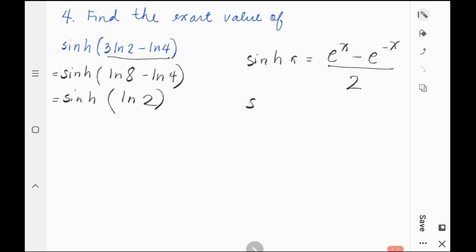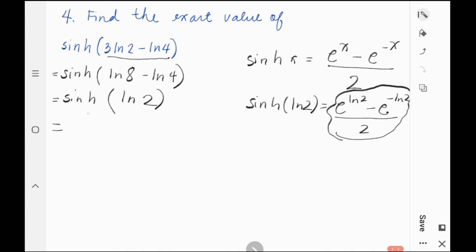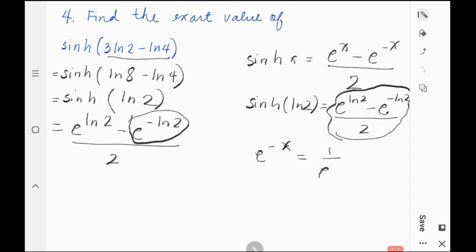And therefore, since we have hyperbolic sine of ln 2, you're going to replace x by ln 2. So this will be e raised to ln 2 minus e raised to negative ln 2 over 2. Okay, so let's just replace this expression by this definition. If you have e raised to negative x, what will happen? This is just equal to 1 over e raised to x, right? So this is just e raised to ln 2 minus 1 over e raised to ln 2, whole over 2.